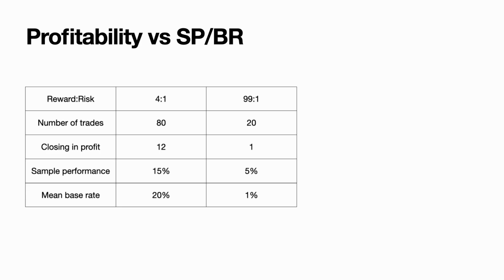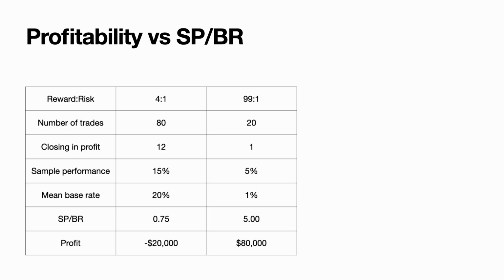Now the mean base rate for these two different groups of trades is 20% and 1% respectively. If we look at the sample performance divided by the mean base rate, for this first group of trades, you have 0.75, and for the second, you have 5.00. 1 is considered neutral performance. 0.75 is substandard. 5 is exceptional. And if we look at the profit of these two groups, the first group of 80 trades loses $20,000, while the second group of trades makes an $80,000 profit.